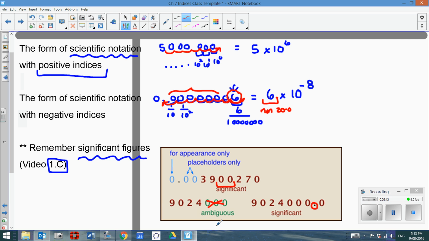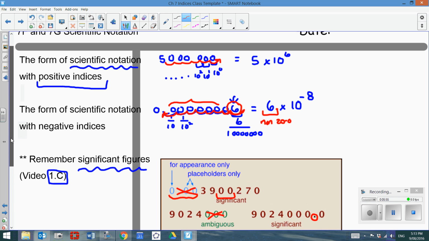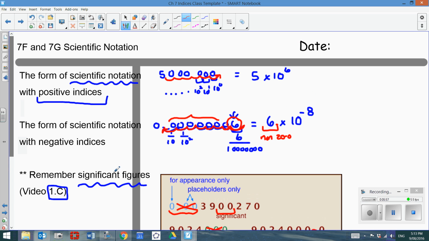Also, if you have any zeros that are just placeholders, they're before you begin your non-zero number, those are also not significant. All right, so some of the directions might say to leave your answer with a certain number of significant figures. So we're going to bring back our chapter 1 revision with this chapter as well.